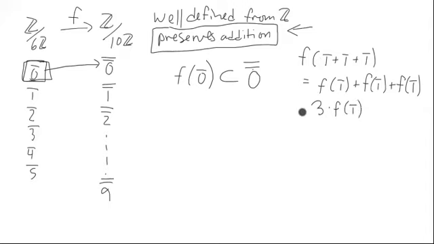Likewise, you can imagine, even if you take like 5 bar, that's 1 bar plus 1 bar plus 1 bar plus 1 bar plus 1 bar, and that's going to be 5 times f of 1 bar. You notice that anything we do, it's like we're multiplying by f of 1 bar. So because of that, preserving addition, at least between these groups, is going to just be represented by a multiplication.